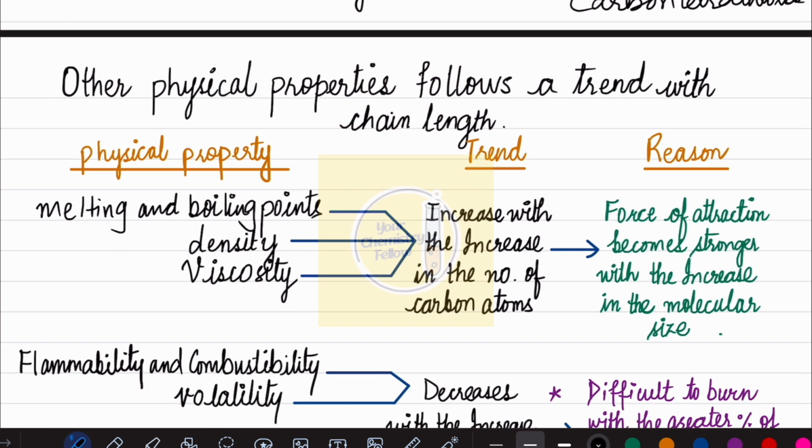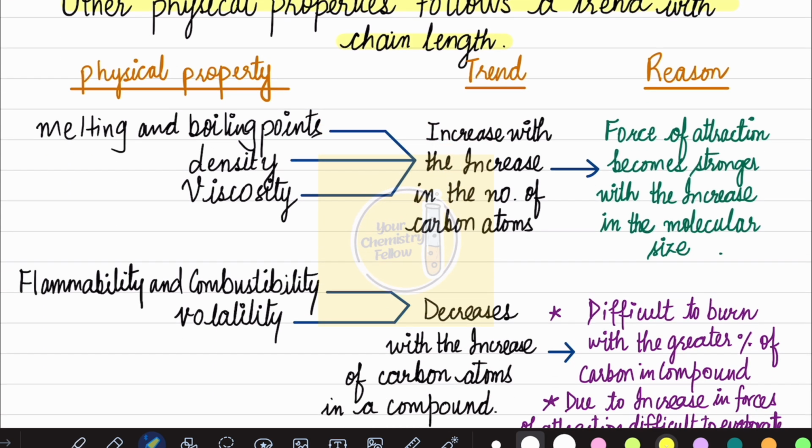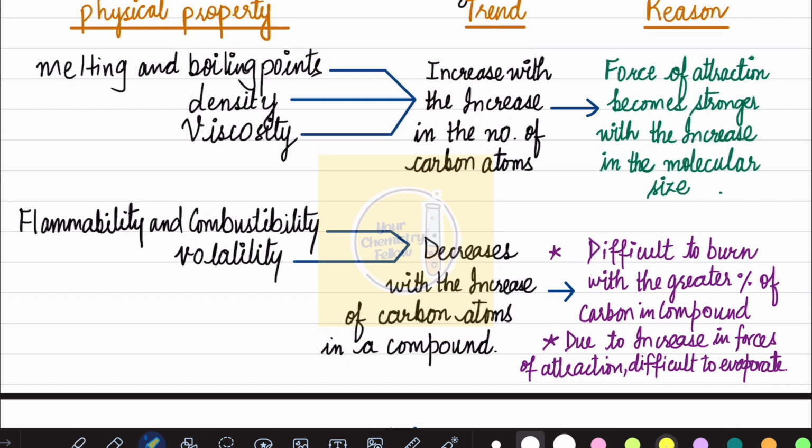So the other physical properties follow a trend with the chain length. Chain length refers to the number of carbon atoms in a compound. So the physical properties like melting points, density and viscosity. Viscosity is the fluid's resistance to flow. Heavier fluids are difficult to flow, whereas the fluids which are lighter in mass are very runny. They flow with greater ease. So the trend for these three physical properties is that they increase with the increase in the number of carbon atoms as we go down the homologous series.